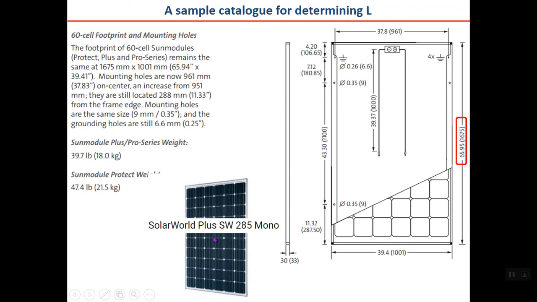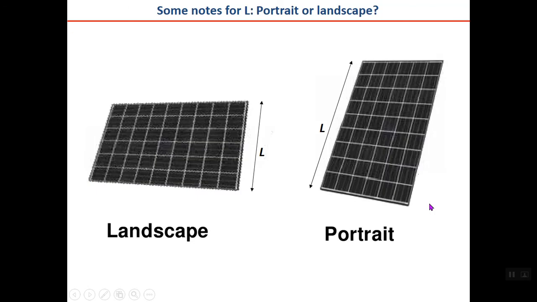For example, this is a data sheet from a solar panel manufacturer. In any solar panel catalog you can see the dimensions, then you can take L. Just, there are two notes about L. The first is you may check if you want to install the panels in landscape or portrait orientation, because if you put them in landscape, then L will be this, and if they are in portrait, then L will be this.